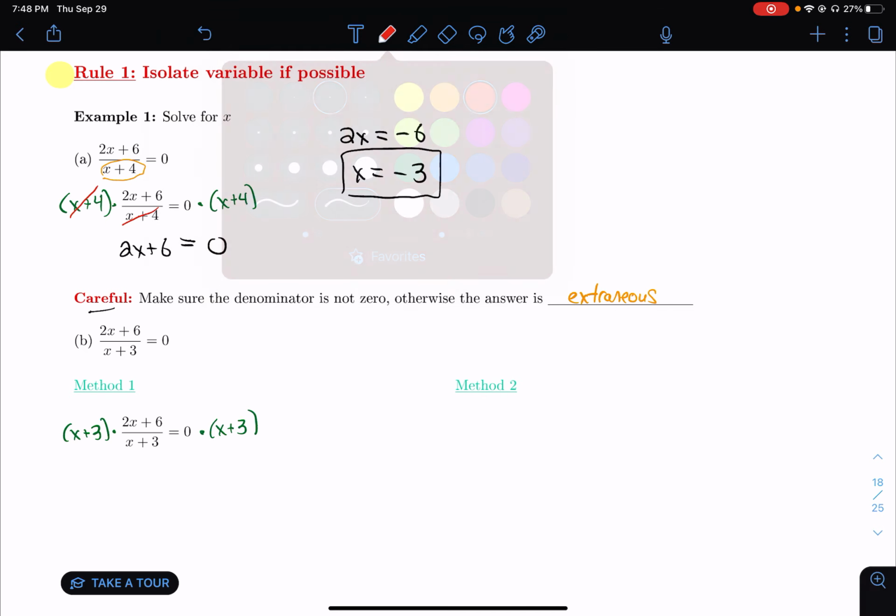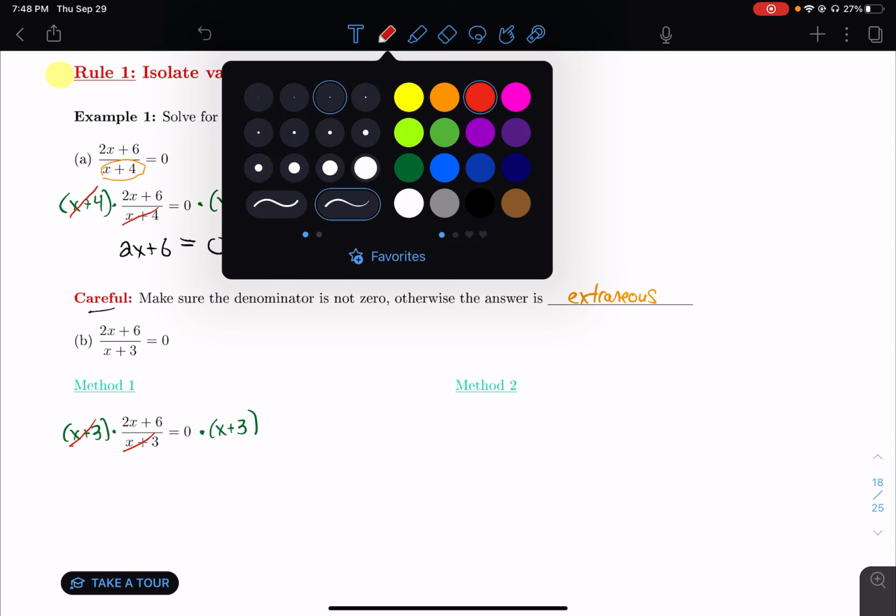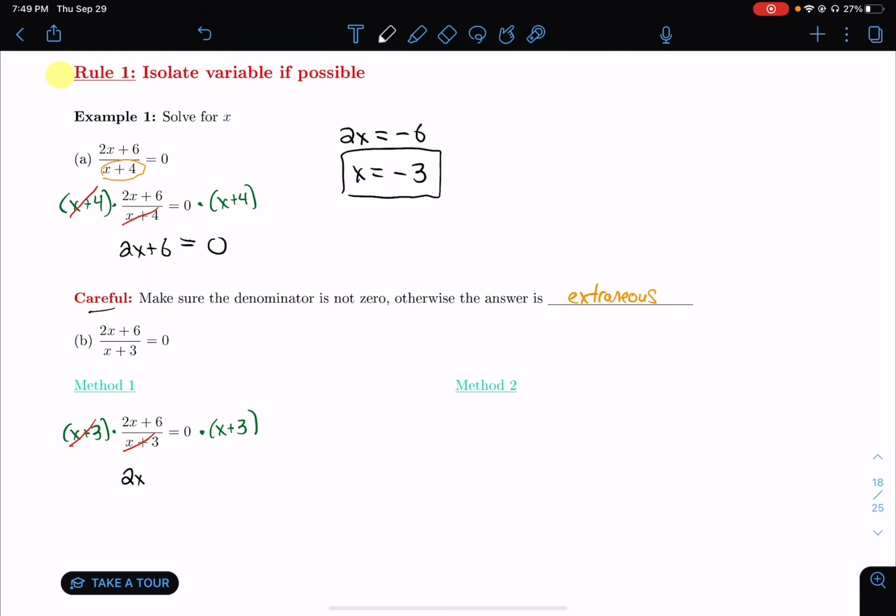So on the left, that's going to cancel away this x plus 3, and I'll get 2x plus 6. And on the right, 0 times something is just 0. And that's the same equation I had in the previous problem. If I rearrange this, I'll end up getting x equals negative 3. So x equals negative 3.